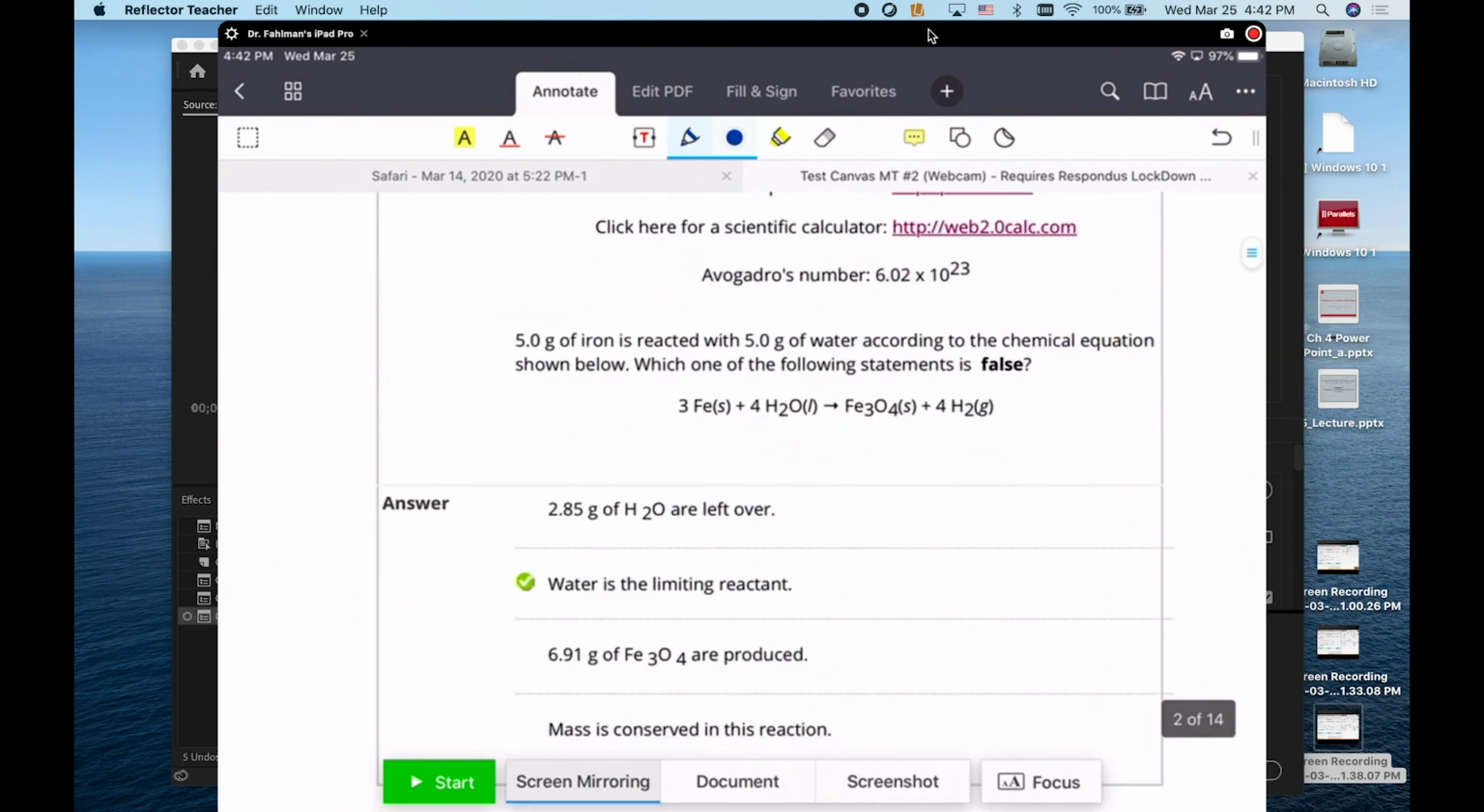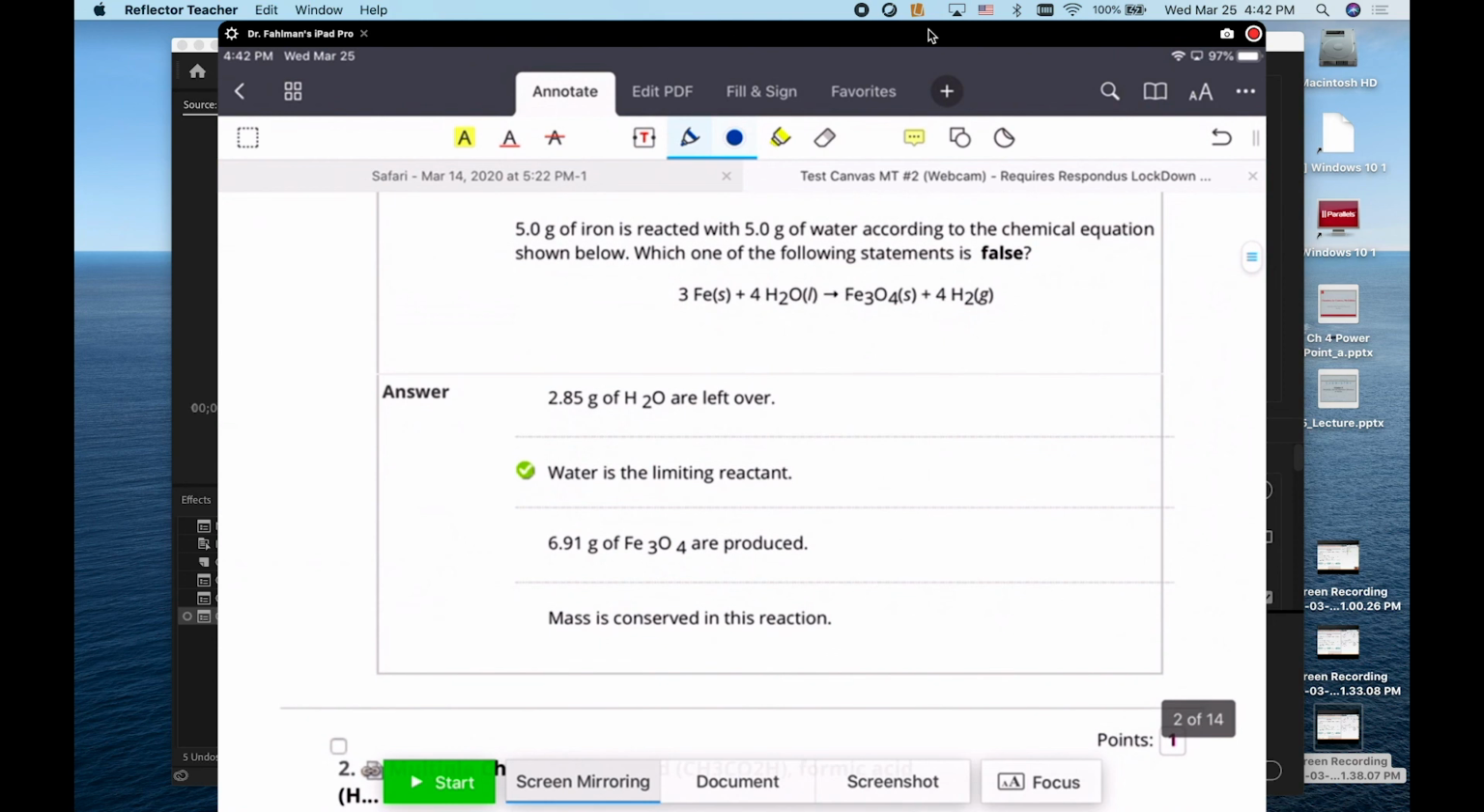Starting with question one, all the answers deal with what's the limiting reagent, how much is left over, and what's produced. You're given grams of both reactants, so we have to figure out which is limiting. With 5 grams of each, we divide by the molar masses, or atomic mass for iron, which is 55.85 grams per mole from the periodic table, and water is 18.